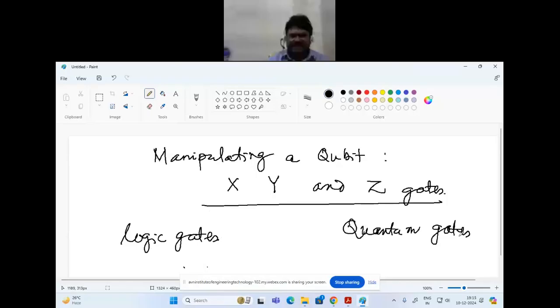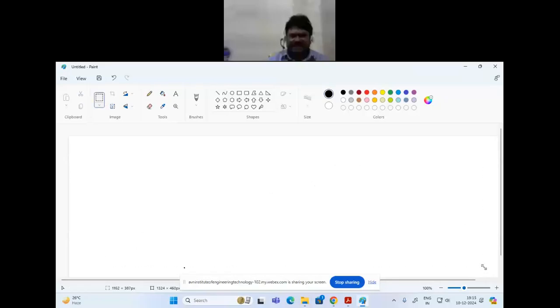So how do we do it? I'll give you one or two examples like this. Suppose, what is the X gate? Now suppose I use the X gate and I operate it on the zeroth state. It will take me to position 1.